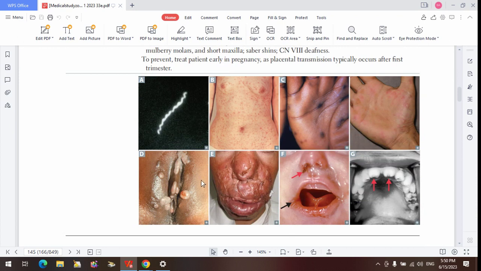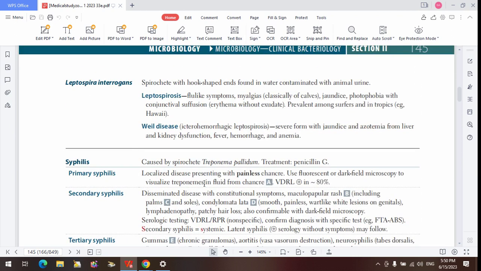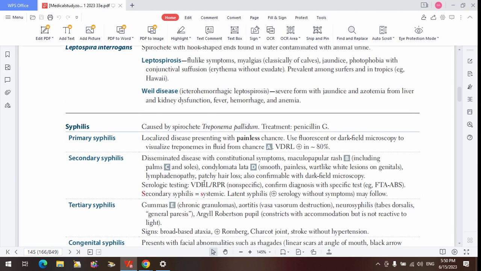Condylomata lata. So this is not condylomata acuminatum. This is condylomata lata. So that is the wart-like lesion that you see in someone that has secondary syphilis. So that affects both the mucous membrane and the skin. So we're talking about the skin, which is predominantly the maculopapular rash, then the lymph node.